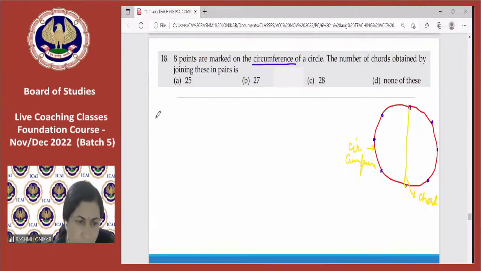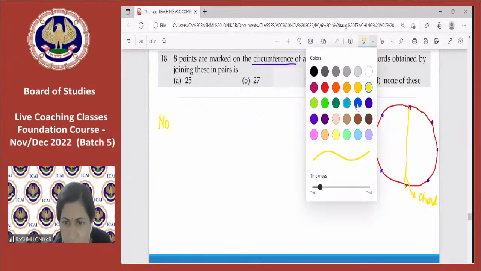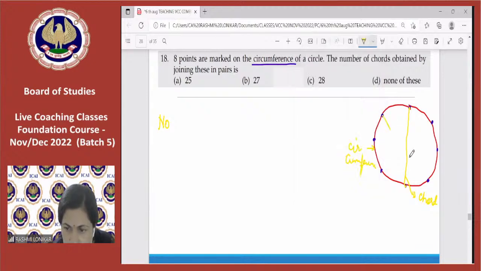So I want to find the number of chords. What they're asking me to do is find out how many I can make. I can join this, then I can join this. So how many lines are there? Okay, they want me to find out how many chords are there.